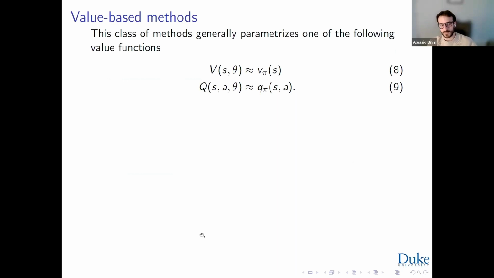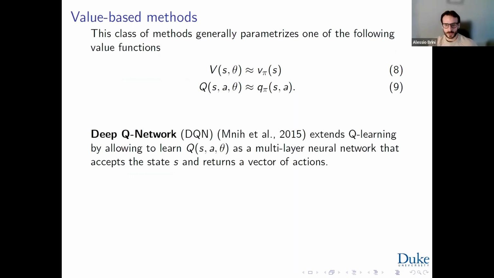So just to give some quick examples, whenever you deal with value-based methods, what happens is you parameterize the value function, which can be either the state or the action value function, with a neural network, where this theta represents the set of parameters of your estimator, which, as we said, in this case is going to be a neural network.